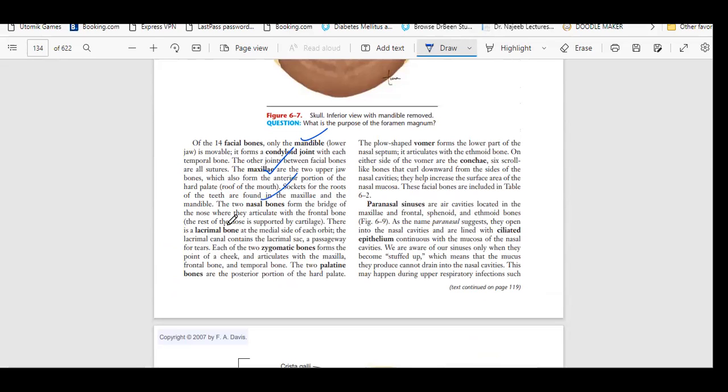Okay, lacrimal bone. In the lacrimal bone, we have the lacrimal gland. Okay, zygomatic bone, which is connected to the maxilla, frontal bone and temporal bone. Palatine bone, which forms the hard palate and soft palate. And we have vomer, conchae, and paranasal sinuses. Paranasal sinuses are covered with ciliated epithelium.